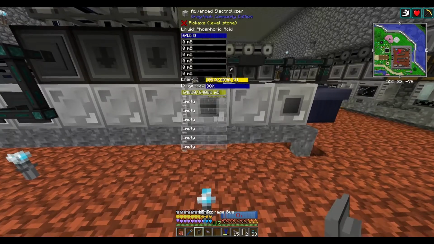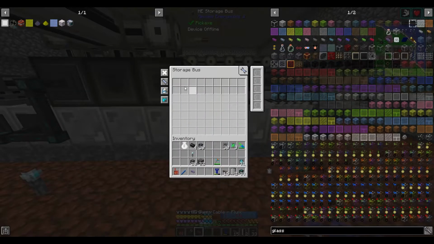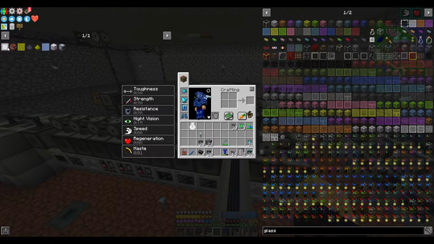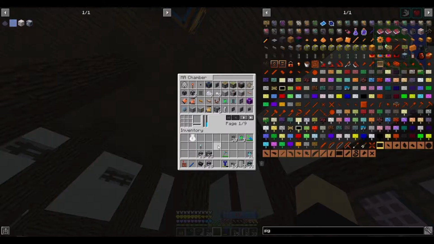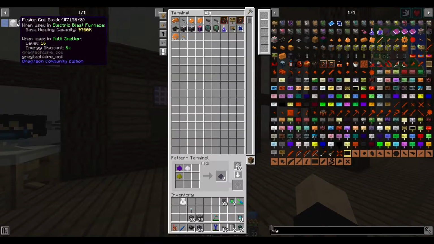And so if we put an ME storage bus over here, we can get rid of this, that, these, and all of these, I guess. I still need to teach these to the rest of the system. Put that over there. That's done. And our fusion coils. Oh, of course. Still probably need to teach these.